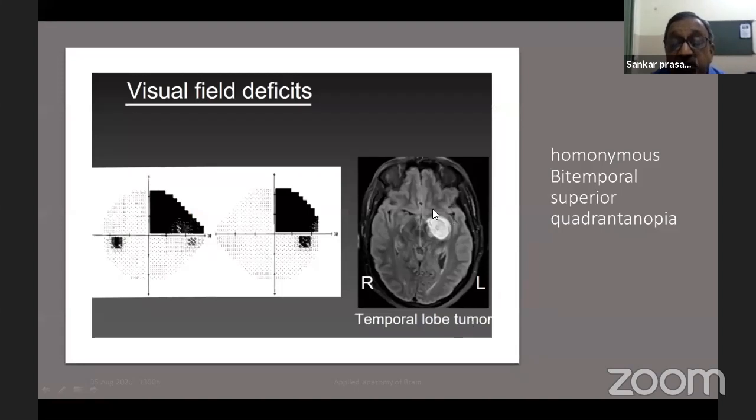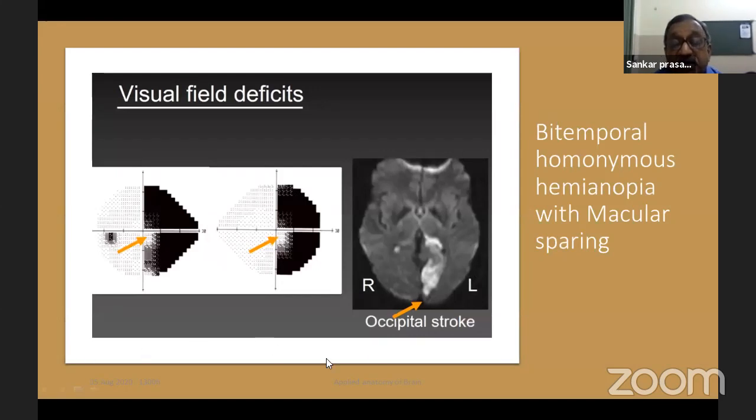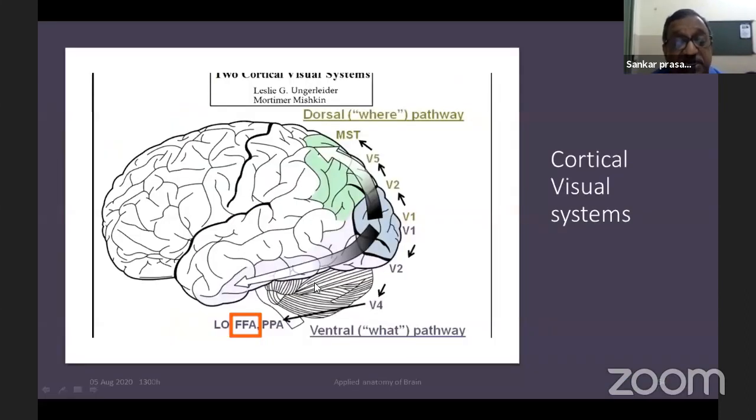And the temporal lobe tumor here is causing homonymous bitemporal superior quadrantanopia. That means the visual field defect is homonymous, meaning retrochiasmal. And here you have binasal homonymous superior quadrantanopia because of the inferior occipital infarction. And you see the occipital stroke: the macular region is spared, a macular sparing infarct in the visual field defect. The macula is spared, as I said, because the representation is more.